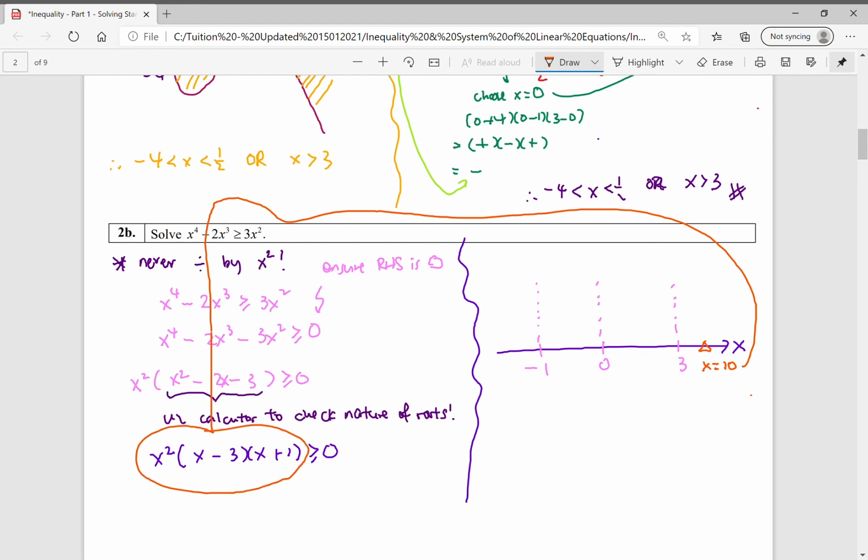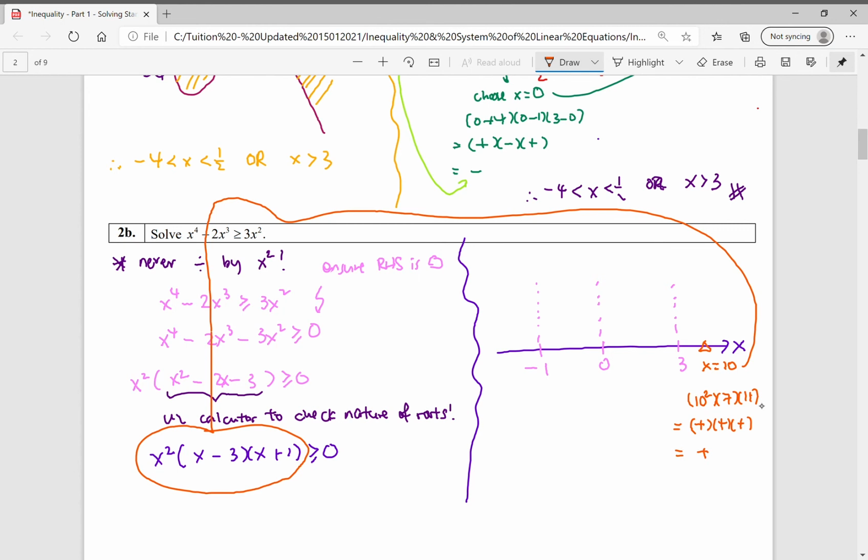You're going to sub it into this factorized expression. So when x equals 10, I have 10 squared, then 10 minus 3, which is 7, and after that 10 plus 1, which is 11. But I'm just going to tell myself that we are not interested in the actual value, I'm just interested in the sign. So it's a positive multiplied by a positive number, multiplied by a positive number, which gives me an overall sign of a positive value.